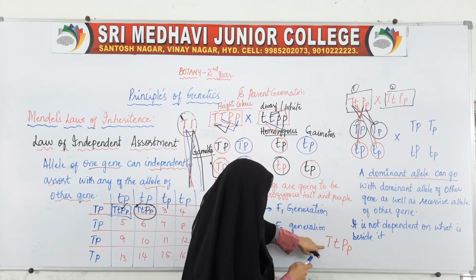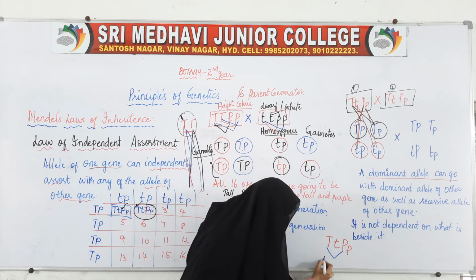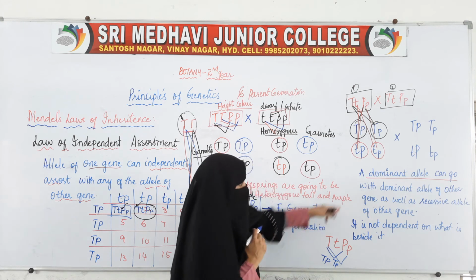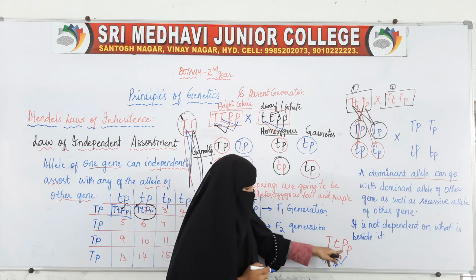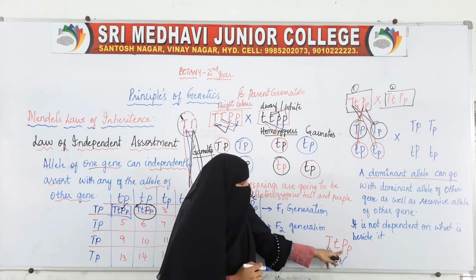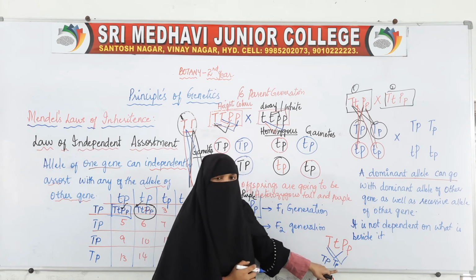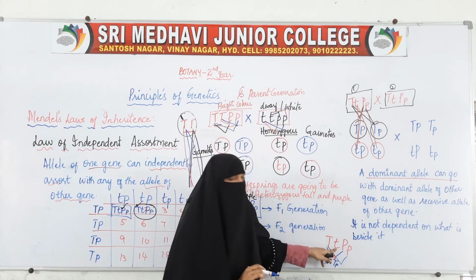This is the dominant gene. This is the dominant gene. It can assort with another dominant gene, that is T, P, and it can assort with the recessive gene, that is T and small p. That is, a dominant allele can go with the dominant allele of another gene, or it can also go with the recessive allele of another gene. So it is independent of what is beside it.